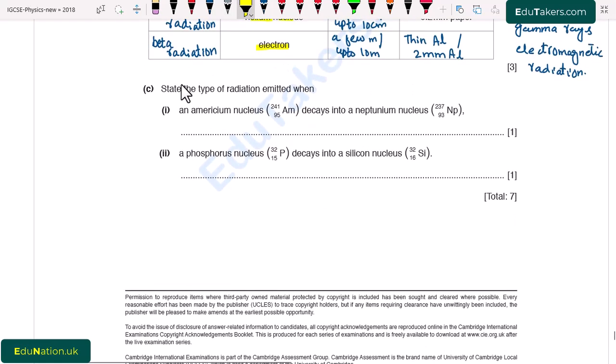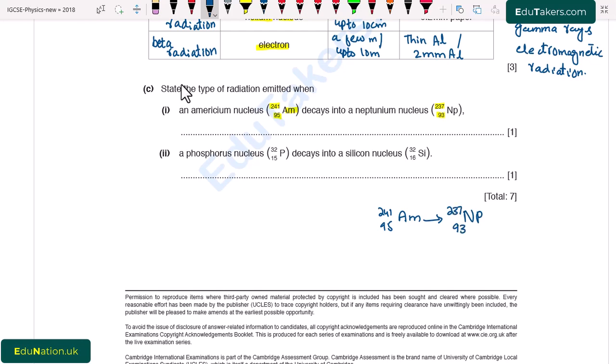Next, part C. State the type of radiation emitted when: Part 1. An americium nucleus Am, whose atomic number is 95 and mass number is 241, decays into a neptunium nucleus, whose atomic number is 93 and mass number is 237. So which kind of radiation is emitted during this decay? I write here Am 241 and 95. It changes into Np. It is 237 and 93.